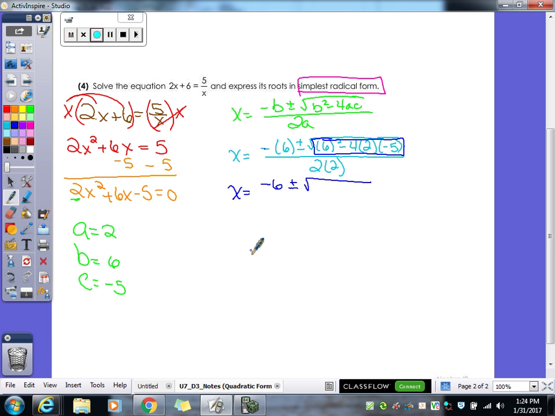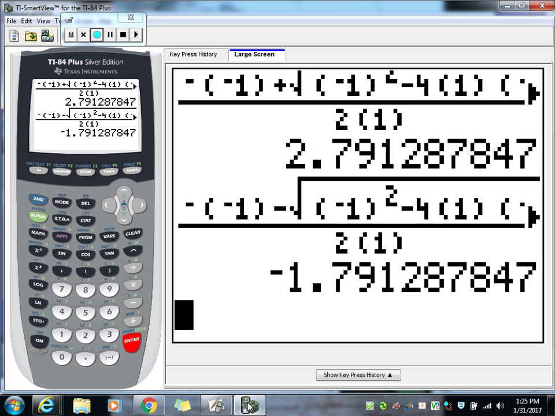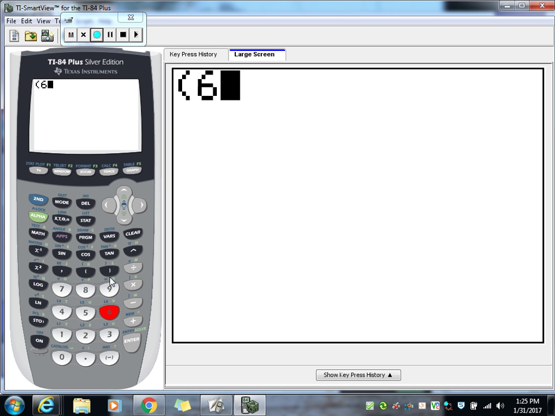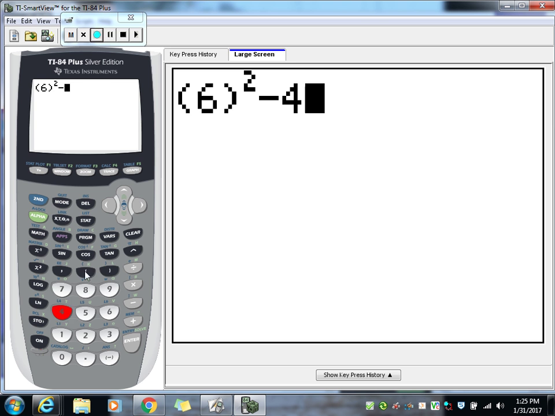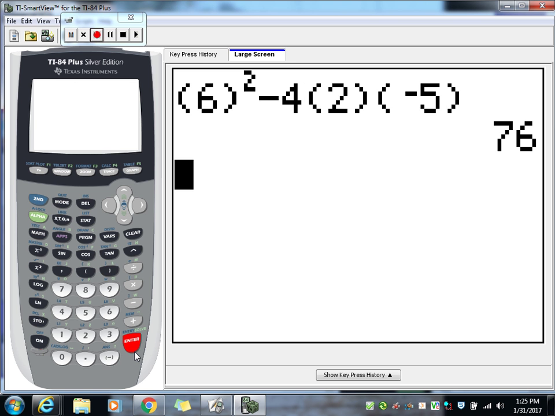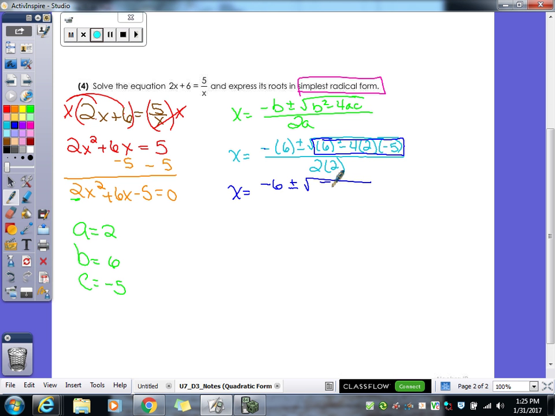Anybody get it? Nobody's got it yet? You're just typing in what's under the radical. So 6 squared minus 4 times 2 times -5, 76. And then it's all over 2 times 2, which gives us 4.